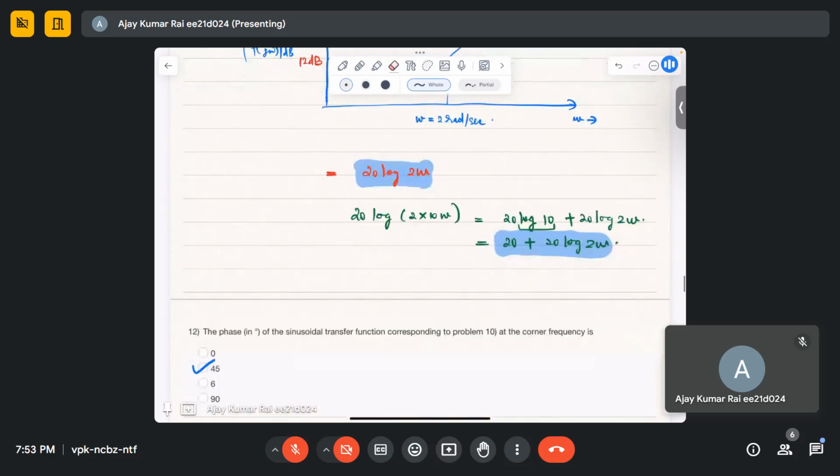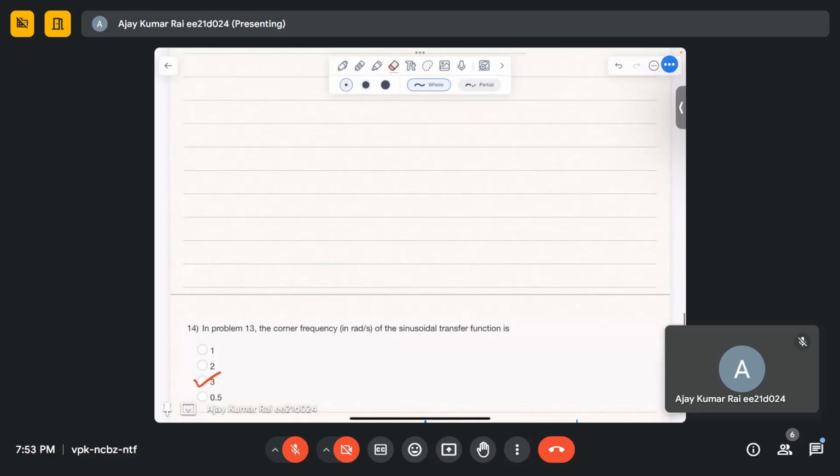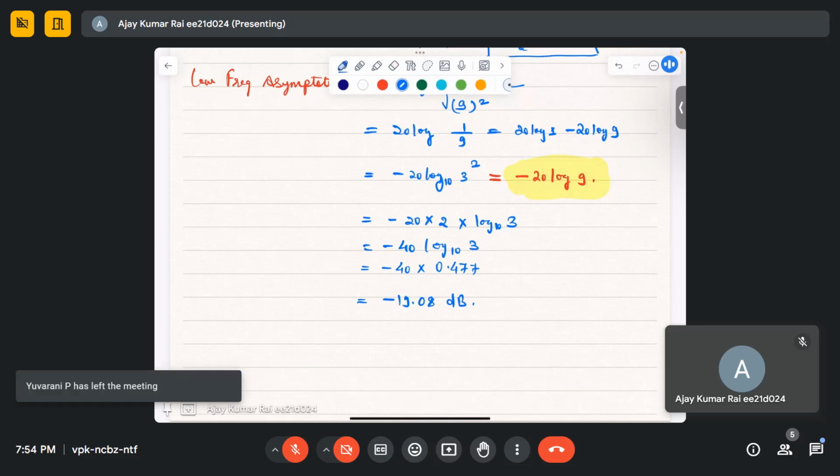Any doubt you have in any of the questions? This week we have just learned how to plot the Bode plot. How to use the Bode plot we have not learned. We'll be learning that in, I think, week 10. We have just seen how to plot the Bode plot for different functions. How to use it, we'll see next week. If you have any doubt, please ask.